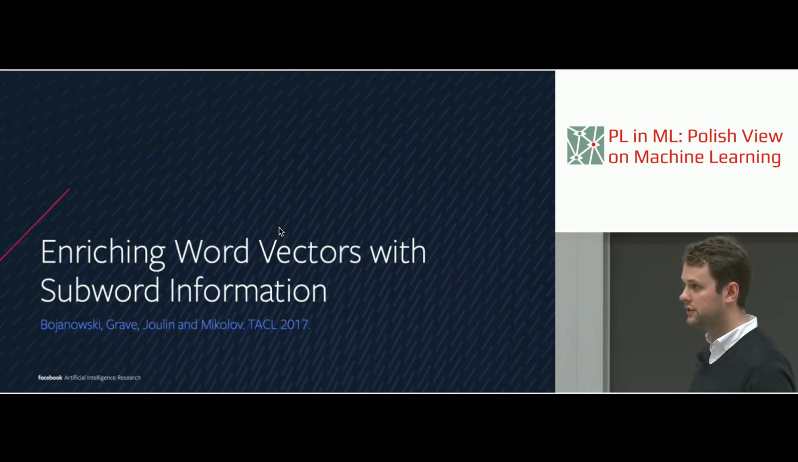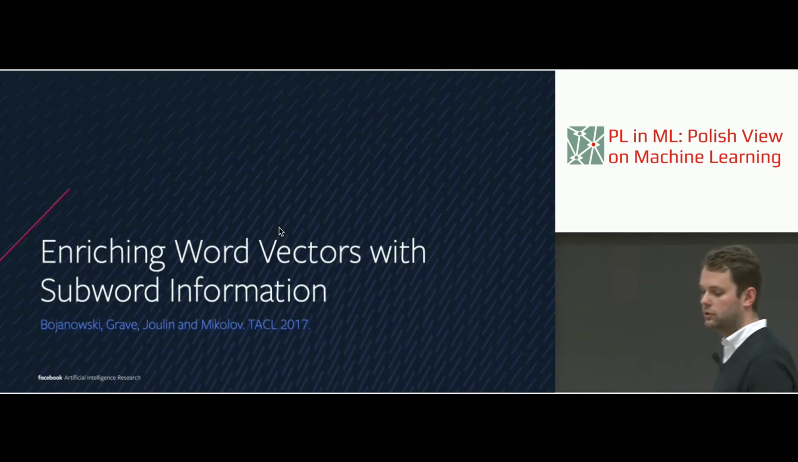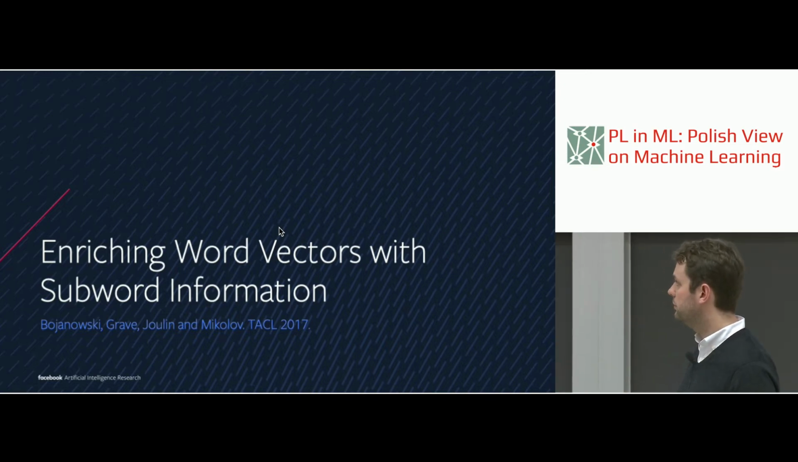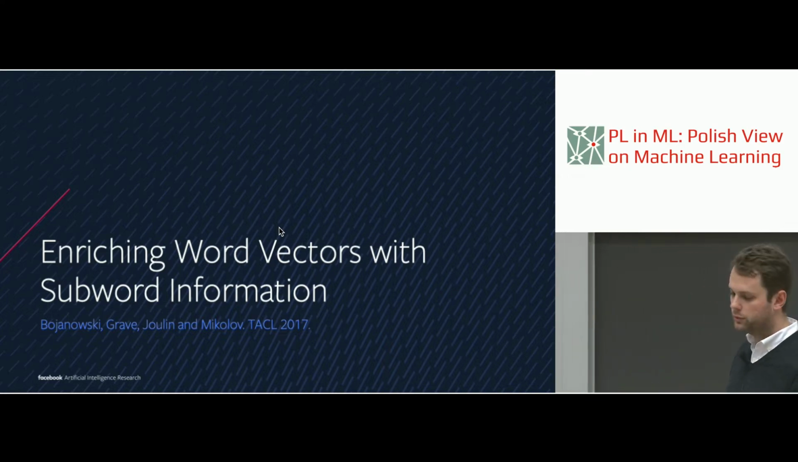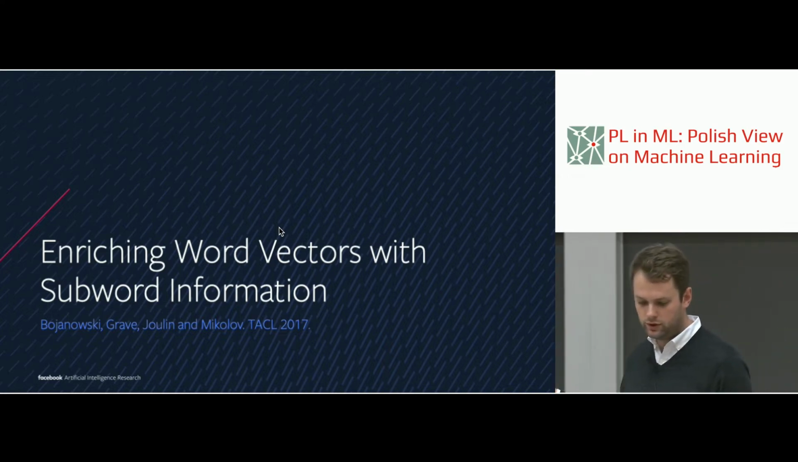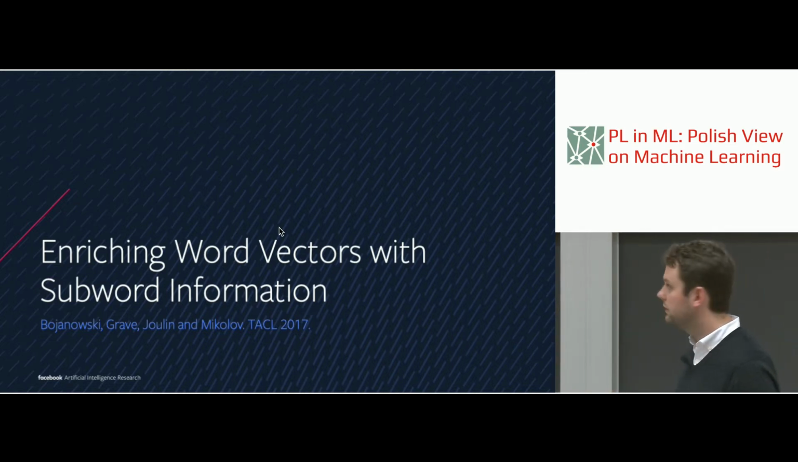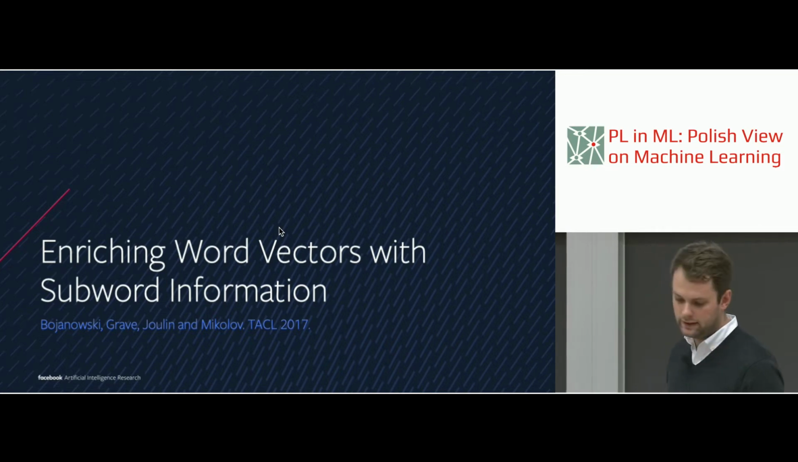So after this brief introduction about general unsupervised learning for NLP, I'm going to describe our paper, Enriching Word Vectors with Subword Information, which was joint work with Edouard Grave, Armand Joulin, and Tomas Mikolov. And you're going to see why it's related to language modeling in a few slides.